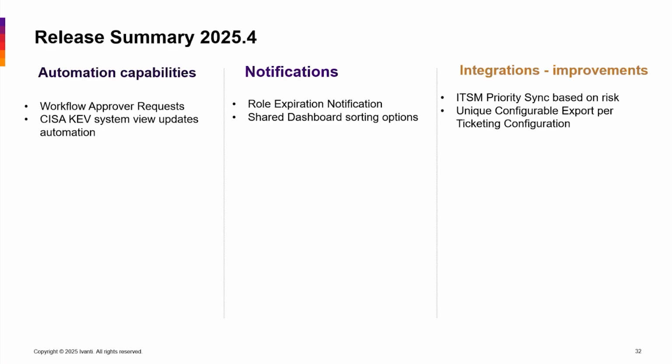Additional to that, one more enhancement we have done on the auto ticketing side is the unique configurable export. This provides an ability to further customize the ticketing attachments which go out whenever auto ticketing is enabled. So we added one more layer of customization there. I'll be showing you shortly. Again, coming to the notification side, we added a new notification type for role expiration. And on the workflow side, we have a new feature where users can assign specific approvers for the workflows they create, and these approvers get automatically notified.